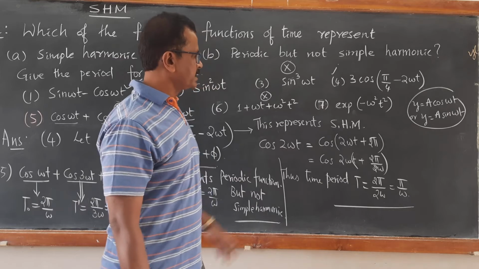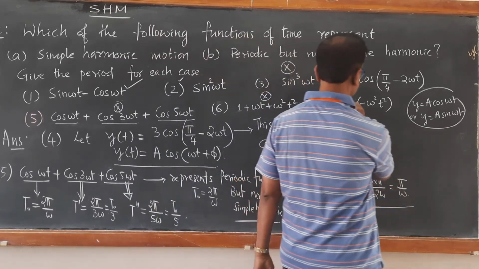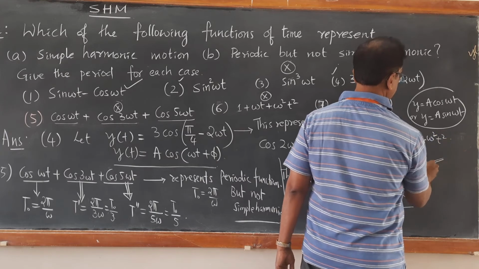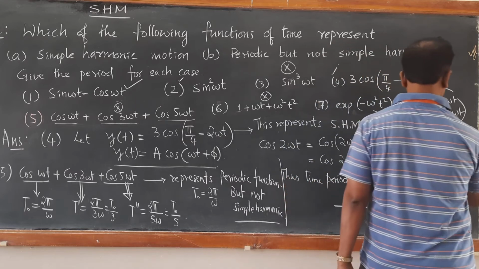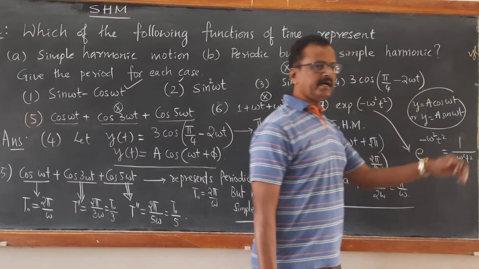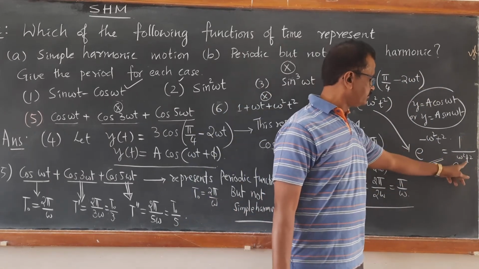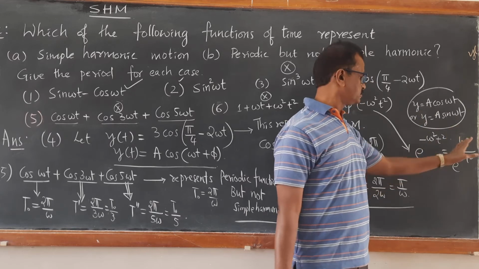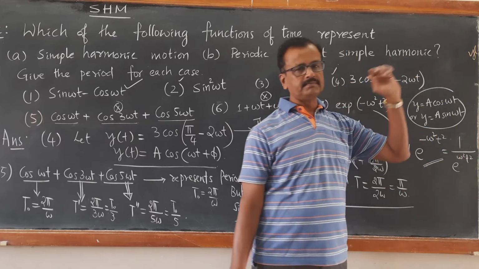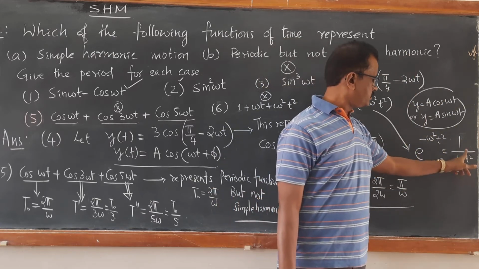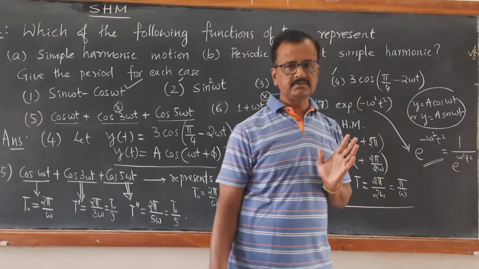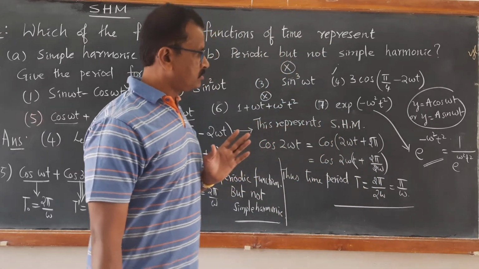Now, you see the last one, the exponential function. This can be written as e raised to minus omega square t square, which can again be written as 1 upon e raised to omega square t square. Suppose t is equal to 0, then e raised to 0 becomes 1. So it starts from 1. As t tends to infinity, the denominator becomes infinity, and 1 upon infinity becomes 0. So it varies between 1 to 0.